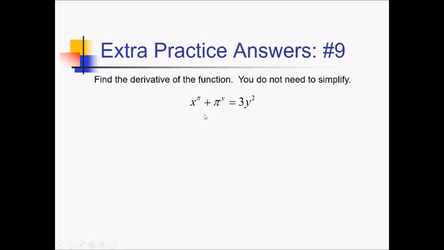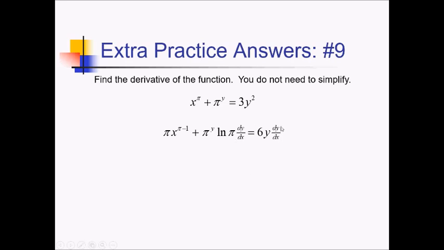All right, so going left to right here, derivative of x to the pi, well, this is really a variable to a constant, so we're going to use the power rule here. This is going to be pi x to the pi minus 1. Next, derivative of pi to the y. This is an exponential function. This is going to be pi to the y times ln of pi times dy over dx, since we took the derivative of something with a y. And finally, this is going to equal, on the other side here, 6y times dy over dx.